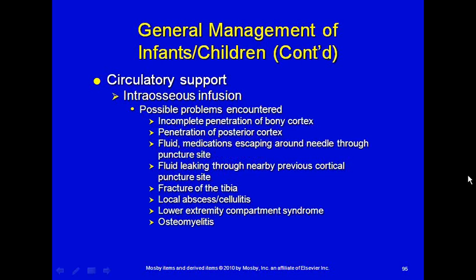Some possible problems that may be encountered with IO: you don't get through the bony cortex, so you have to make sure your needle's long enough when you begin. You may go completely through the bone and out the other side. If fluid or medications are escaping around the needle through the puncture site, it'll cause infiltration just like it will in an IV. You can fracture the bone. It can lead to an osteomyelitis, a cellulitis, a local abscess, particularly if you're not following good PPE, and may cause a lower extremity compartment syndrome depending upon how the fluids and drugs are administered.